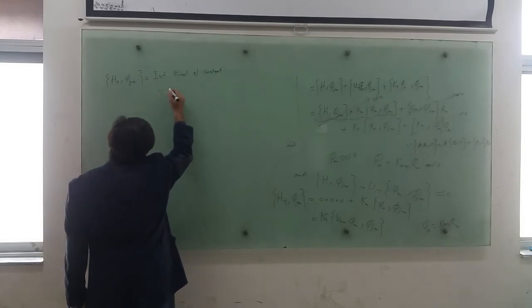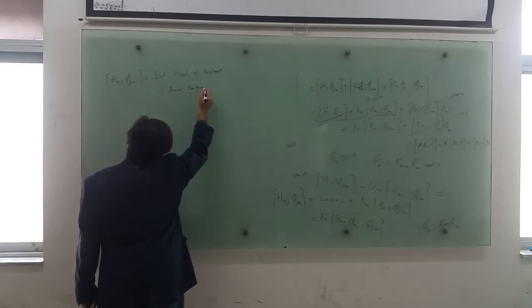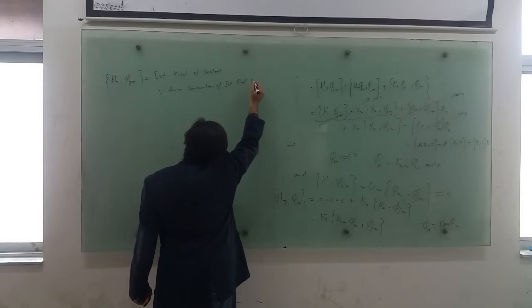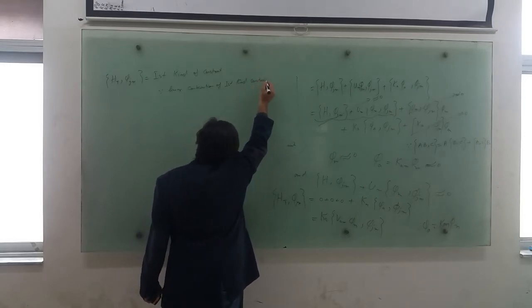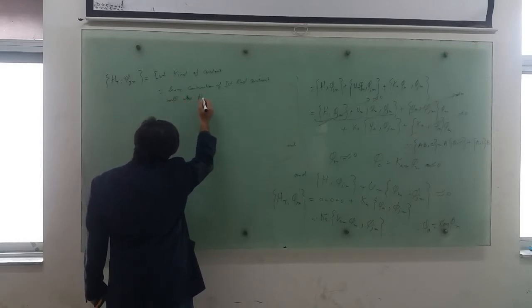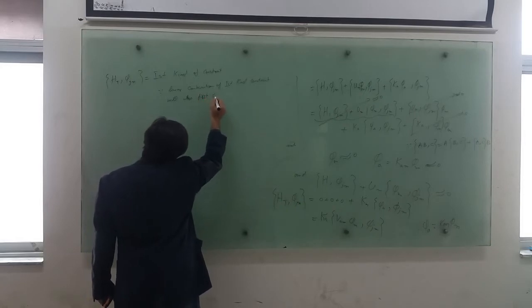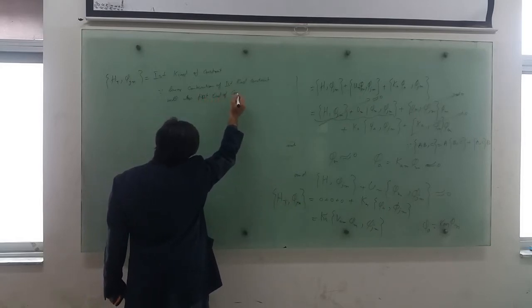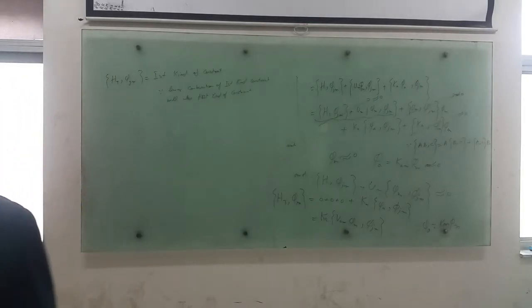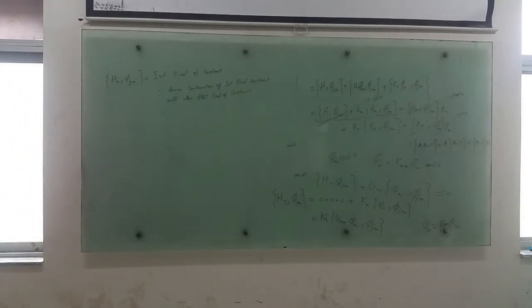because a linear combination of first kind of constraint will also be first kind. We have already proved it. So it means the total Hamiltonian will also make up a first kind of constraint. Okay? Clear?